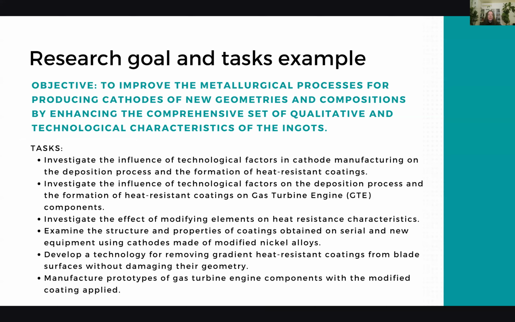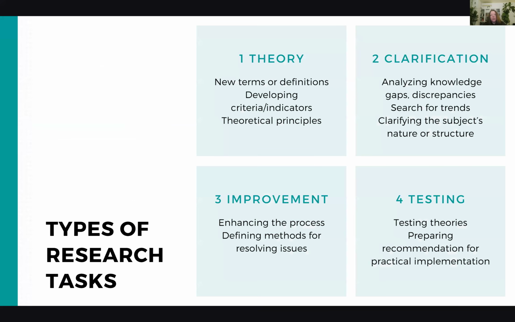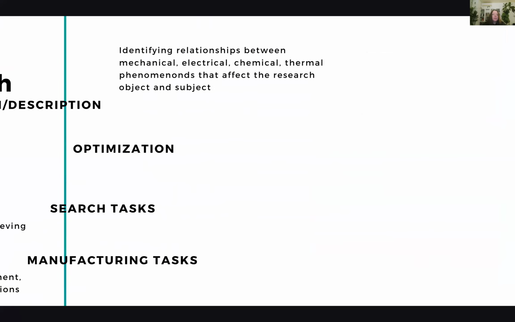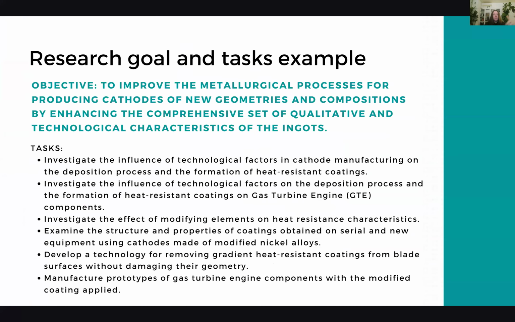So, the first one is to investigate the influence of technological factors in cathode manufacturing on the deposition process and the formation of heat-resistant coatings. So, see, this task falls under our theory or clarification category. So, it involves research into what's already known. So, that's your literature review, basically.